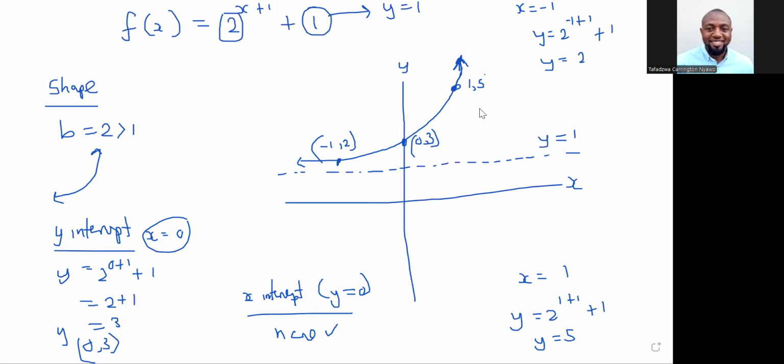And then I know that I'm done. So those are the steps that you take when you're drawing the graph of an exponential function. All right, cheers. Bye-bye.